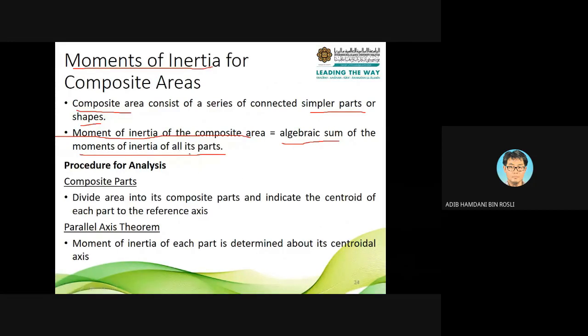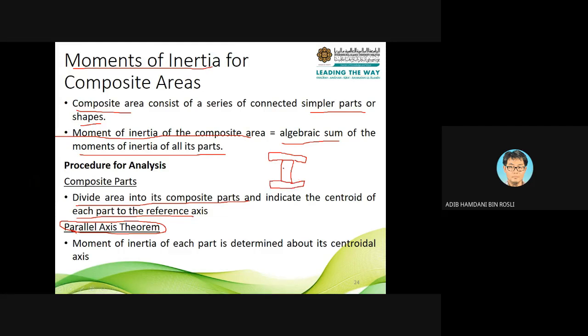So the procedure, the first one for the composite parts, you divide into the parts, right? And you indicate the centroid of each part to the reference axis. And then you do the parallel axis theorem. Do you know why? Because it's a composite area, right? For instance, you have this, this, and this. Can you see that you have three parts?